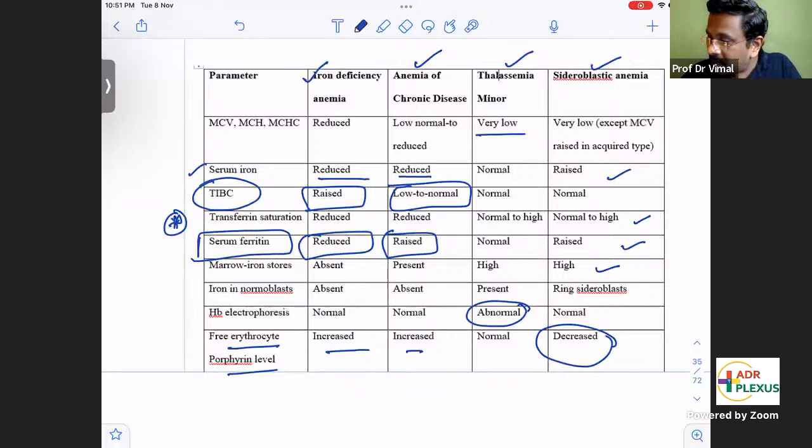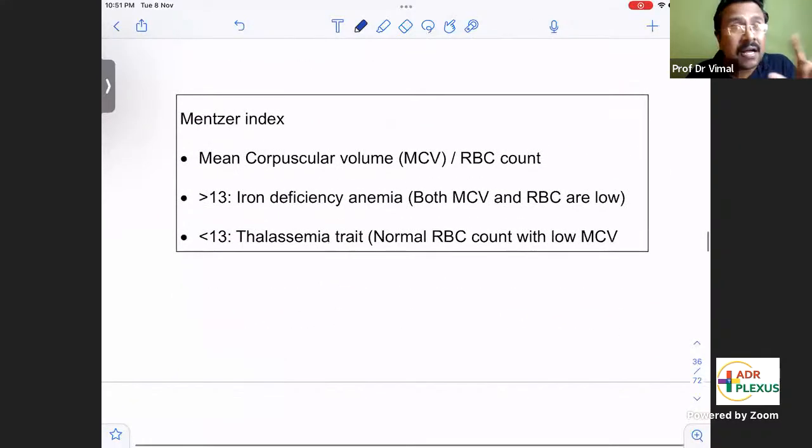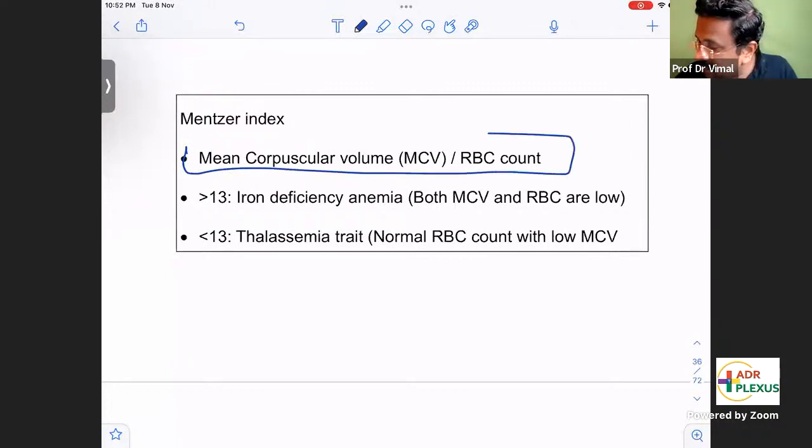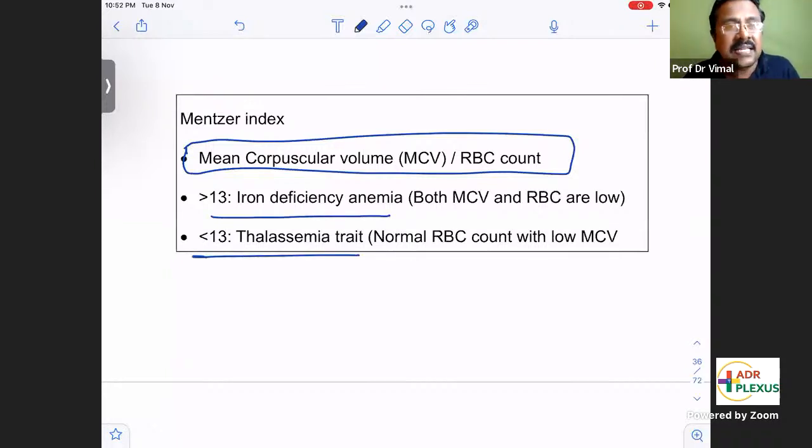Another important parameter related to the last exam, where one question was asked, is the Mentzer index. What is this Mentzer index? This index helps us differentiate between iron deficiency anemia and thalassemia minor. So what is the formula for the Mentzer index? It is MCV, the mean corpuscular volume, divided by RBC count. More than 13 is iron deficiency anemia, and less than 13 is thalassemia trait. This is the formula for the Mentzer index.